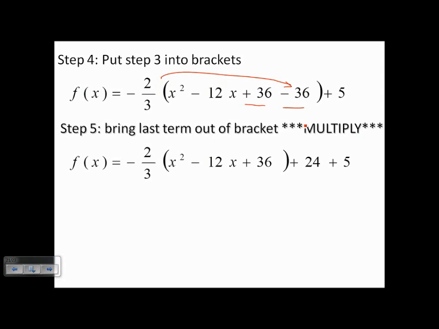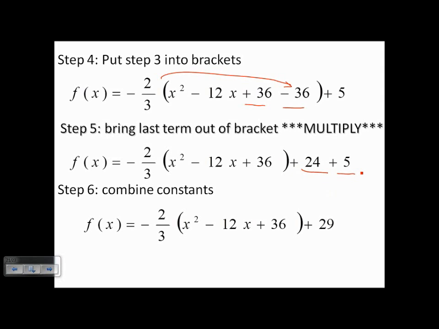All right. Lastly, that positive 24, positive 5, those two can go together, 29. All right, we're ready to factor. So, final answer, f of x equals negative 2 over 3. That's going to stay the same. We're going to have our bracket. It's going to be squared. It's going to be plus 29.